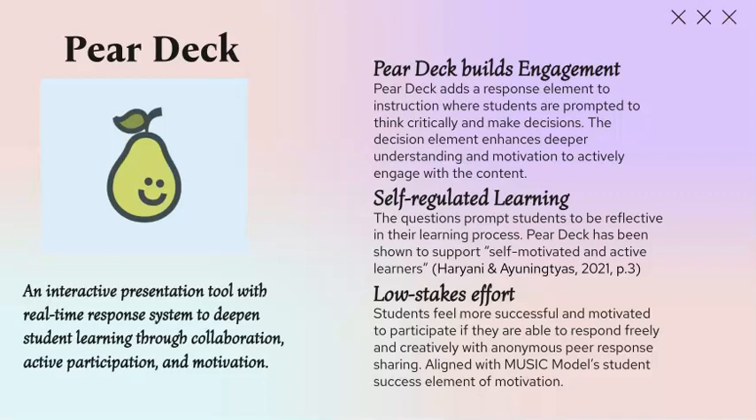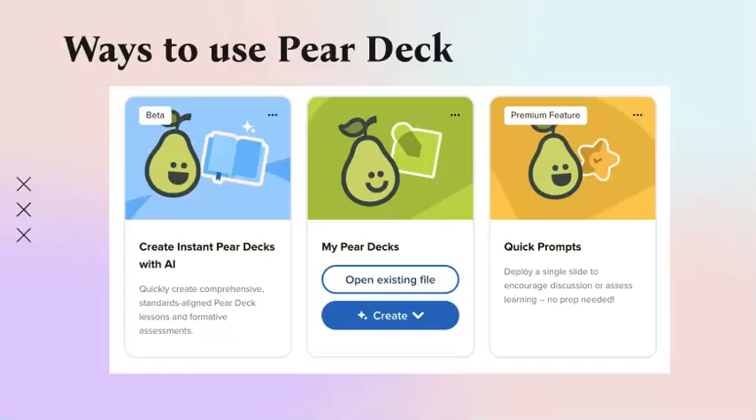It appears like in a chat system that shows anonymously to their peers. This low stakes element is totally aligned with the MUSIC Model's student success element of motivation, where students feel more successful because there are low stakes in their response. And they have that social element of getting recognition and affirmation from their peers.